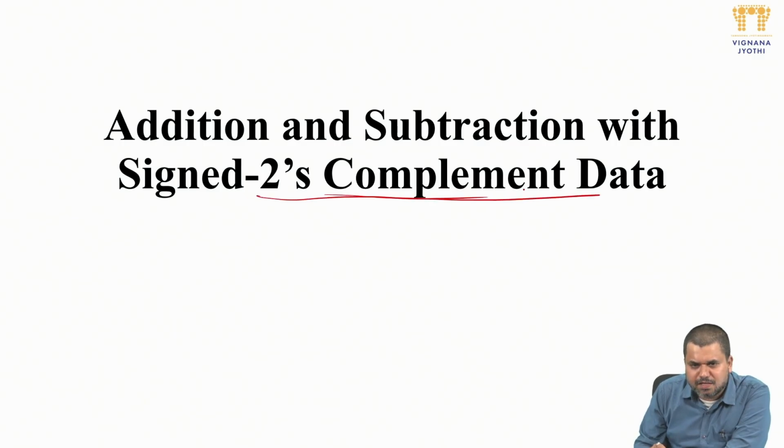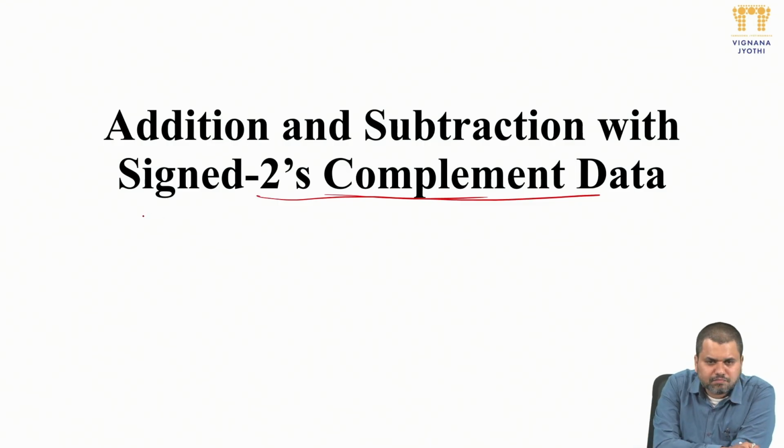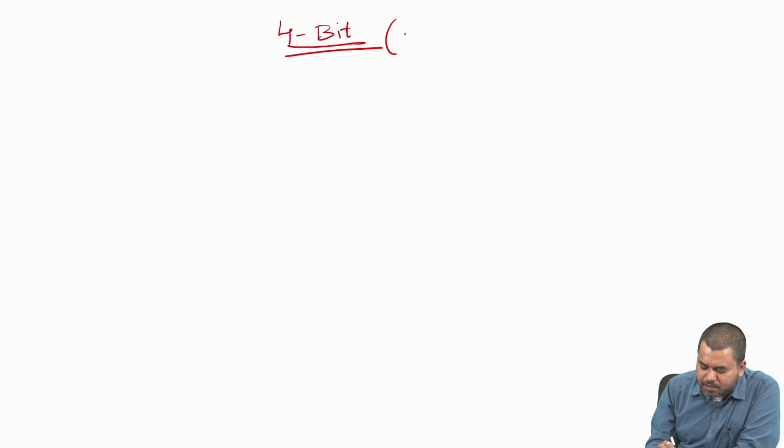So if the numbers are represented in the 2's complement form, let me explain this with a simple example, then we proceed. Let me explain the process of addition and subtraction in the 2's complement method. Let me take 4-bit numbers for ease in understanding. In 4-bit numbers, we are representing signed numbers.